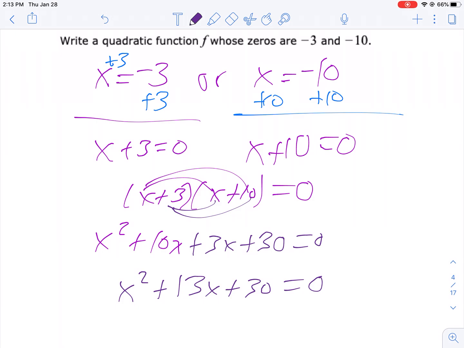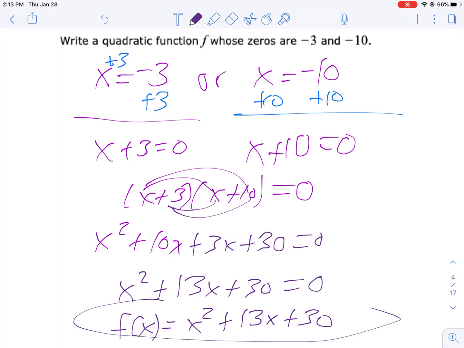So in function notation, f of x equals x squared plus 13x plus 30. There's your answer. We start from our answers and we work backwards to the question, kind of a Jeopardy question.